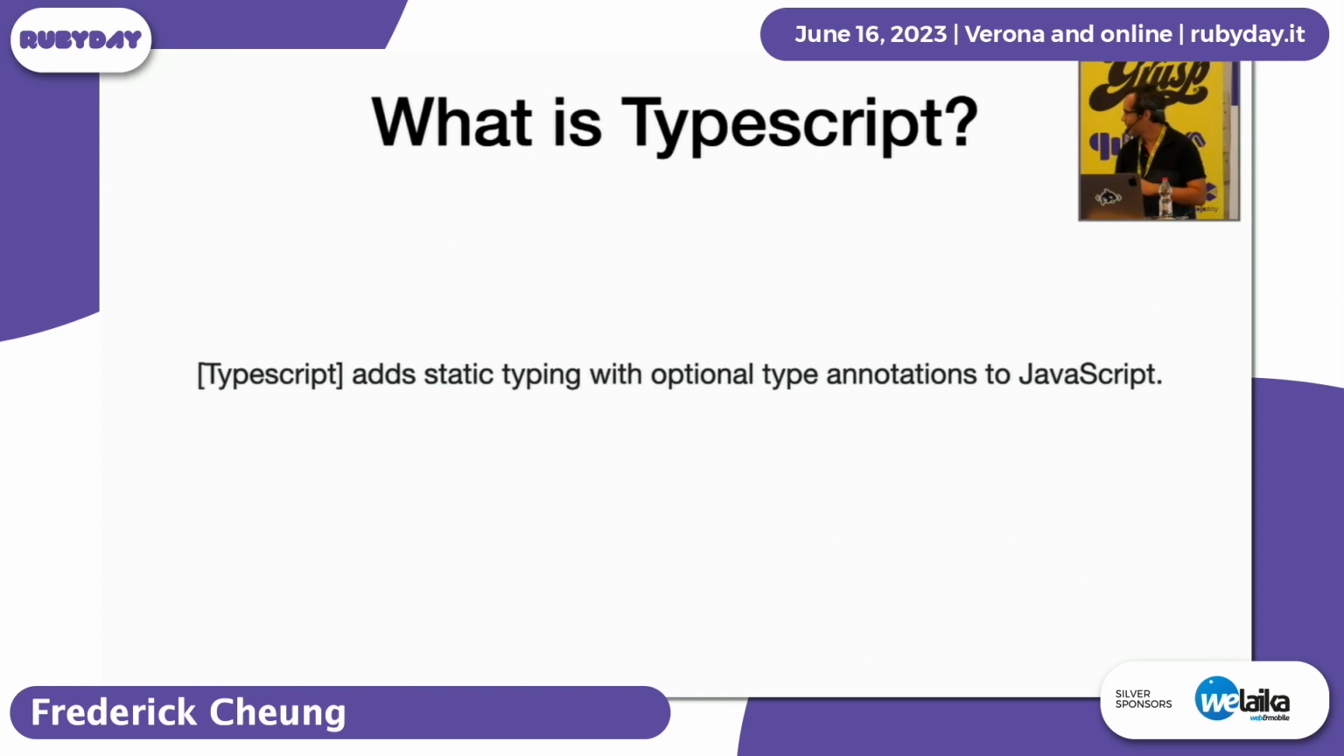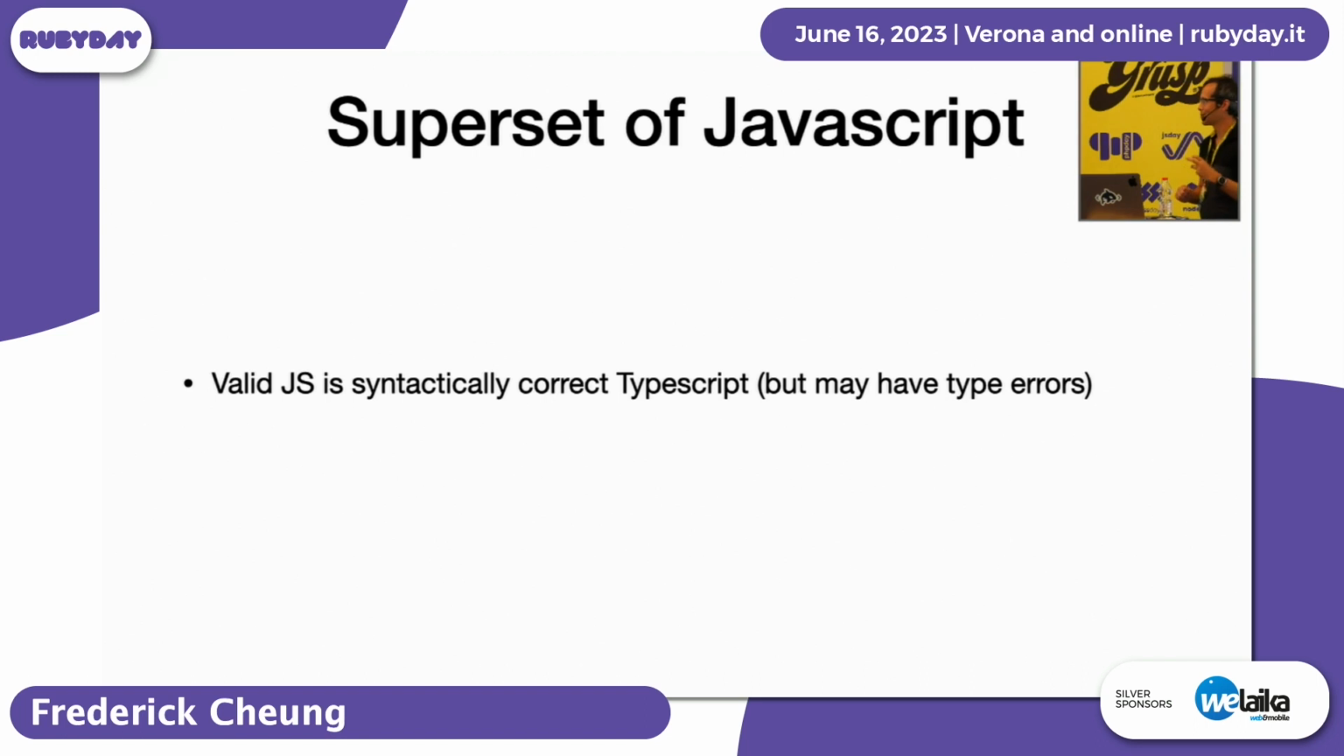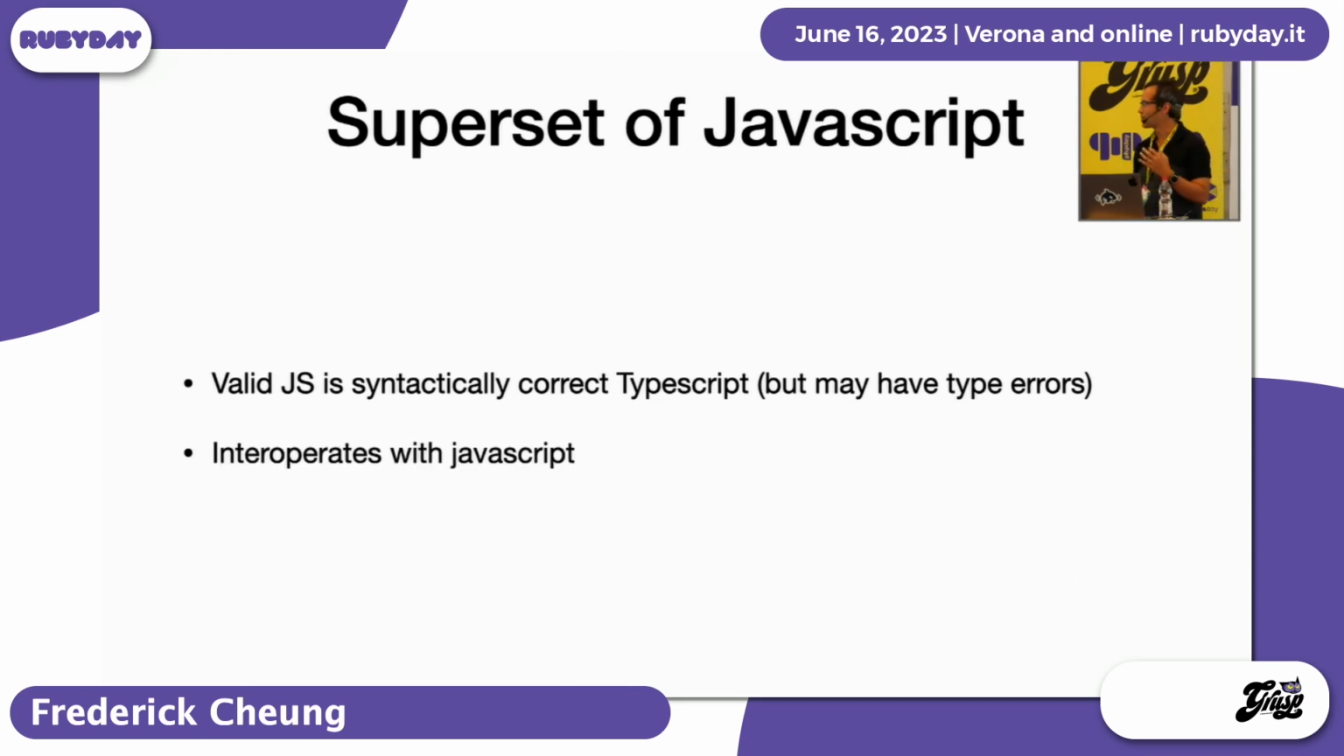So let's go in the opposite order of the sentence. Superset of JavaScript. What that really means is that any valid JavaScript is also syntactically correct TypeScript. There might be type errors, but the syntax is still good. And that means it interoperates with JavaScript. So if you have an existing code base, you can convert it to TypeScript one file at a time. It's not like, oh, I need to do a complete rewrite.